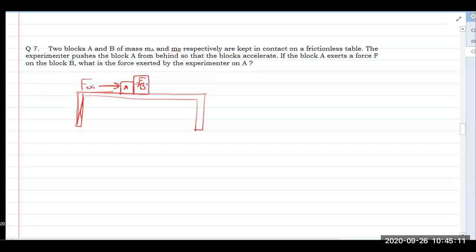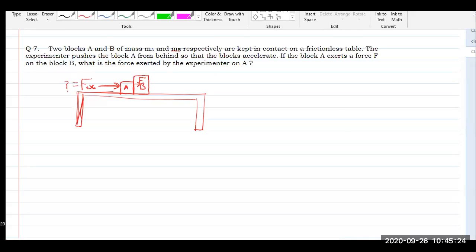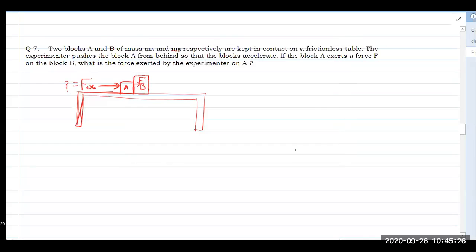What is the force exerted by the experimenter on A? This is the thing we have to find. This force is not given, so we have to find the experimenter force. Here we can write the different forces: there will be MAG downward, then normal NA upward, then an external force, and since A is exerting force F on B, B will also exert a force F on A.